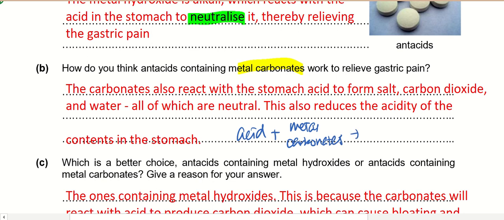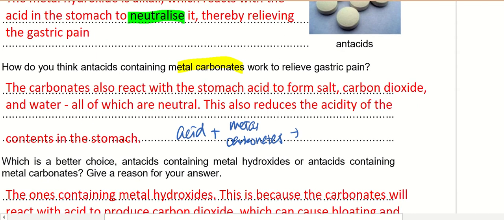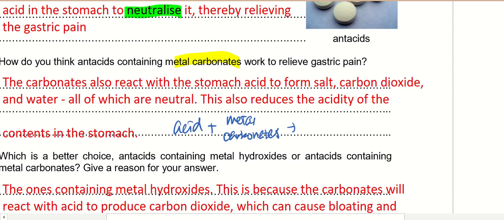Remember, we do not write an equal sign for chemical reactions. We write an arrow, right? So this gives us a salt plus carbon dioxide gas plus water. Please write in full in exam. Spell it out in full. Do not write chemical symbols.